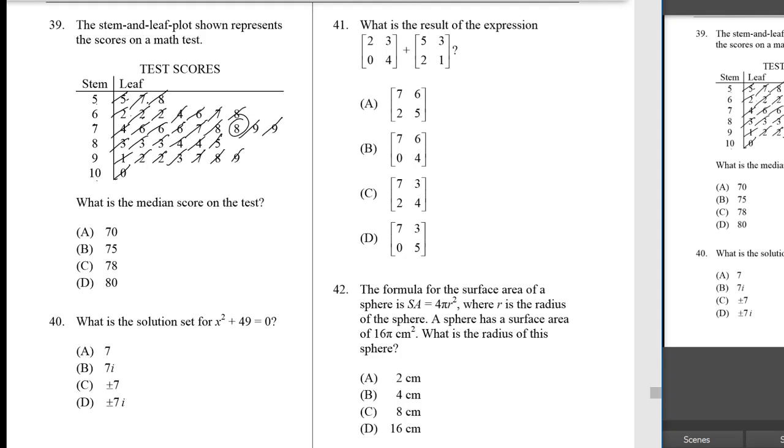Alright, there are 1, 2, 3, 4, 5, 6, 7, 8, 9, 10, 11, 12, 13, 14, 15, 16, 17, 18, 19, 20, 21, 22, 23, 24, 25, 26, 27, 28, 29, 30, 31, 32, 33. There are 33 numbers here. If I divide that by 2, that's 16 and a half.